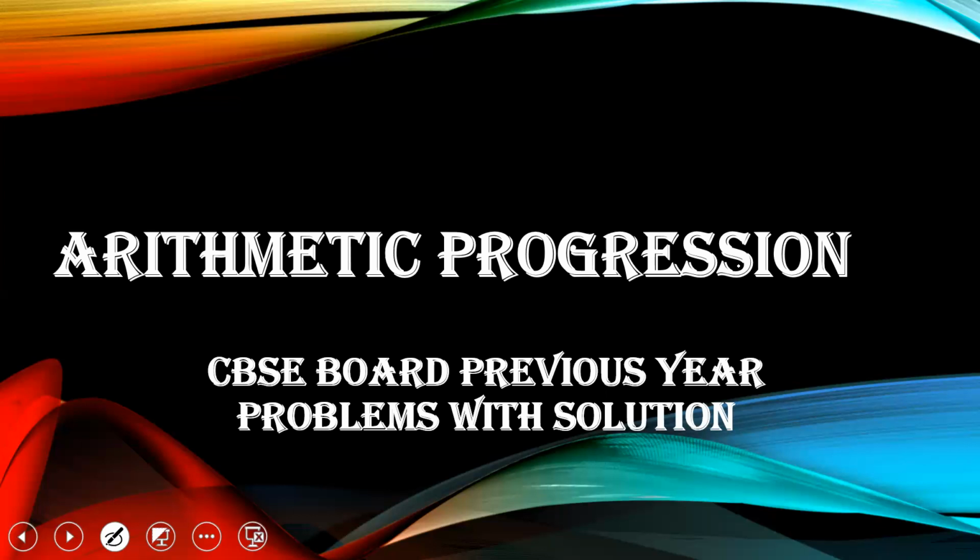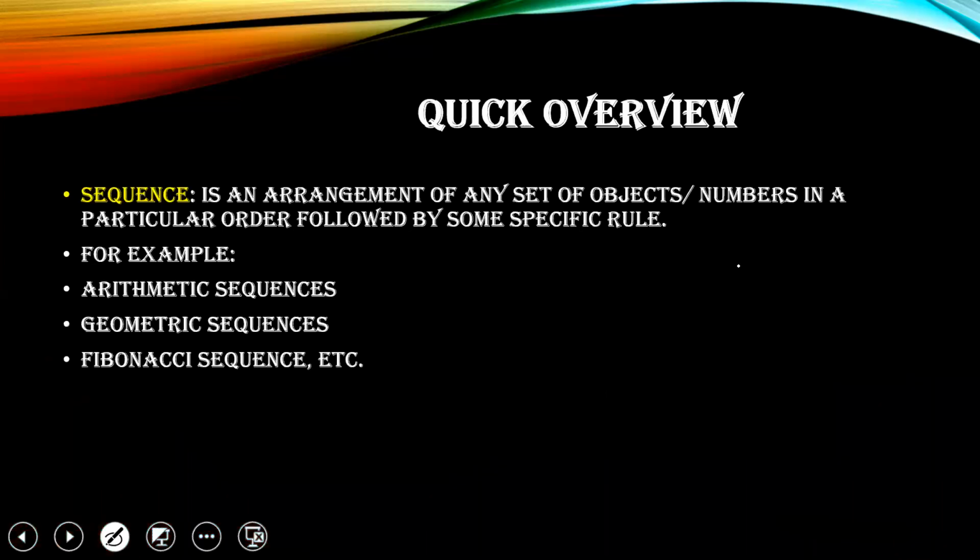Now here, we will be talking about arithmetic progression. Before solving problems from CBSE board previous year question papers, let's quickly go to a quick overview and see what was there in the chapter. First, we have to revise what is a sequence. It is an arrangement of any set of objects or numbers in a particular order, followed by some specific rule. There are many examples, for example, arithmetic sequences, geometric sequences, Fibonacci sequences or harmonic sequences, and so on.